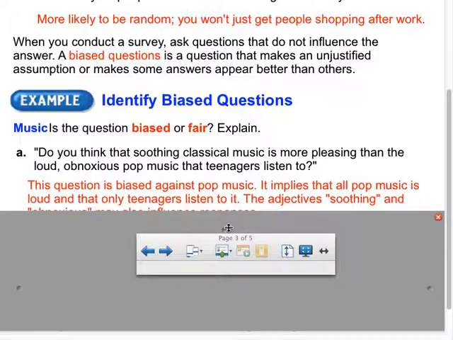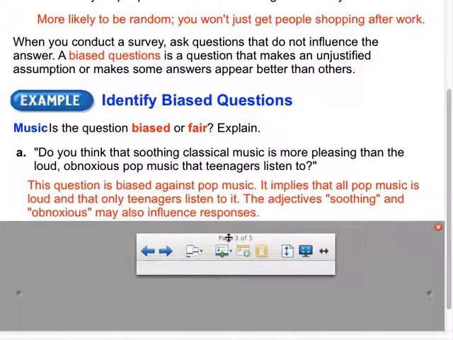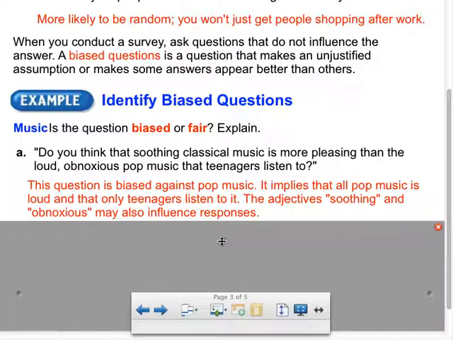So the question is biased against pop music. It implies that all pop music is loud and that only teenagers listen to it. The adjectives soothing and obnoxious may also influence people's responses. Now, let's take a look at the next one.